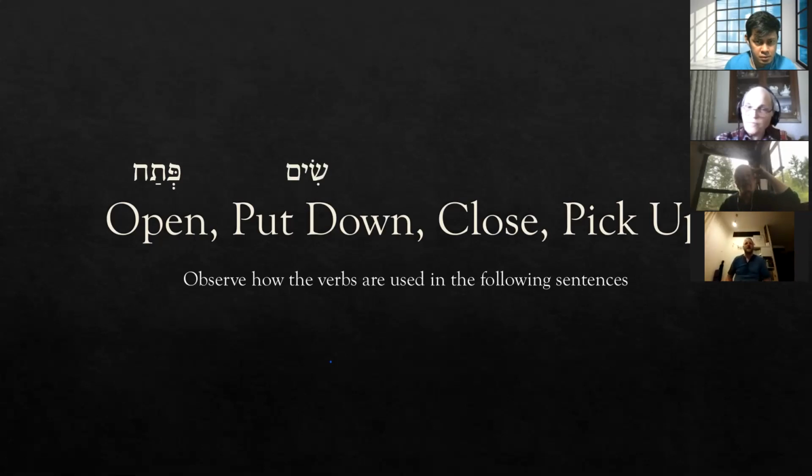So put down is sim. Okay. So if you can see me, I have my book. I tell you, sim et sefer. You put it down. Sim et sefer. Let's look at what I'm doing here. Put down the book. Sim et sefer al hashulchan. Shulchan is table. Sim et sefer, sefer al hashulchan.